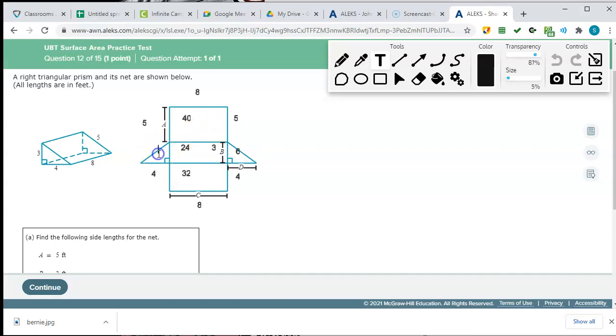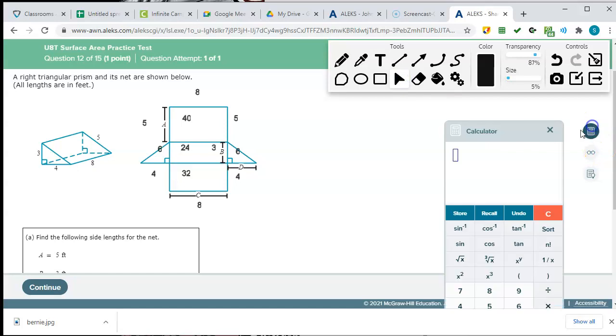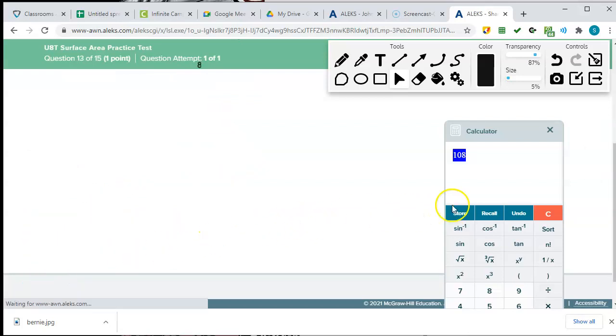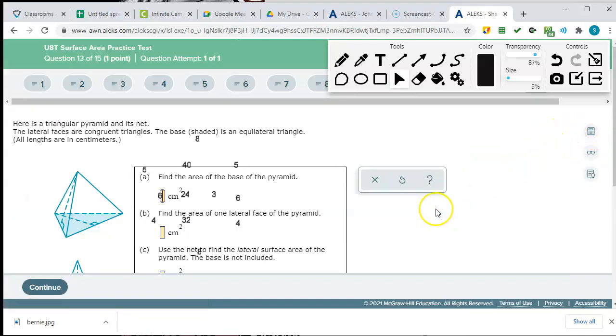So we get 6 and 6. So if I want to add all those up, I can say my areas are 6 plus 6, that's my triangles, plus 32 plus 24 plus 40. So my total area is 108 square feet. We are almost done.